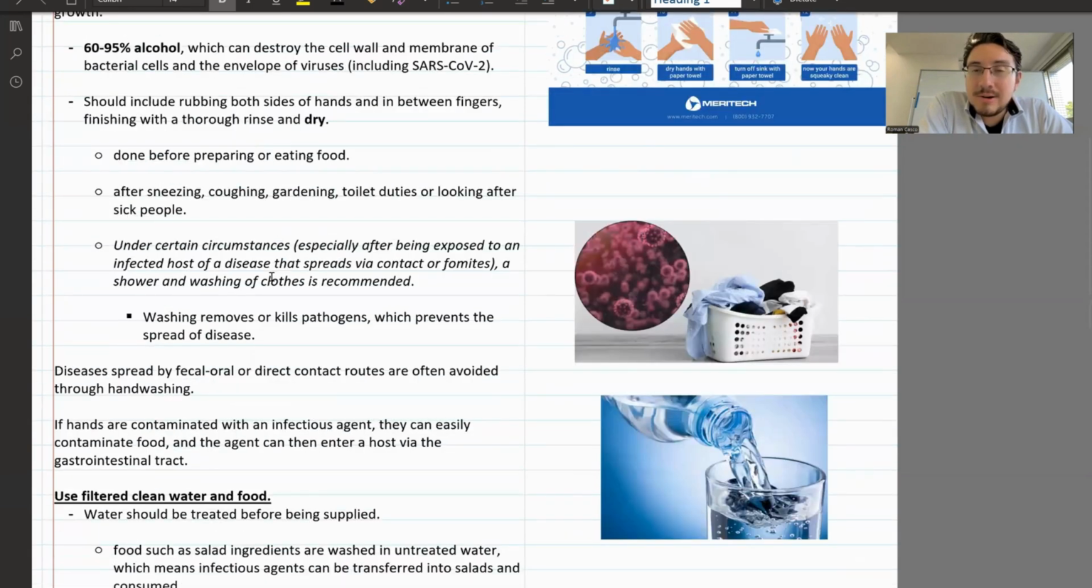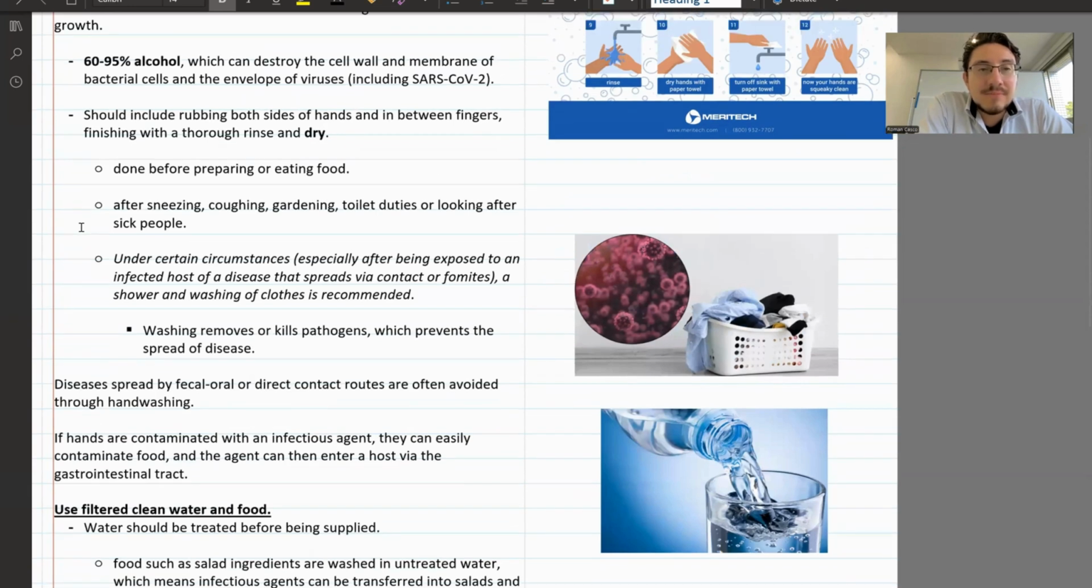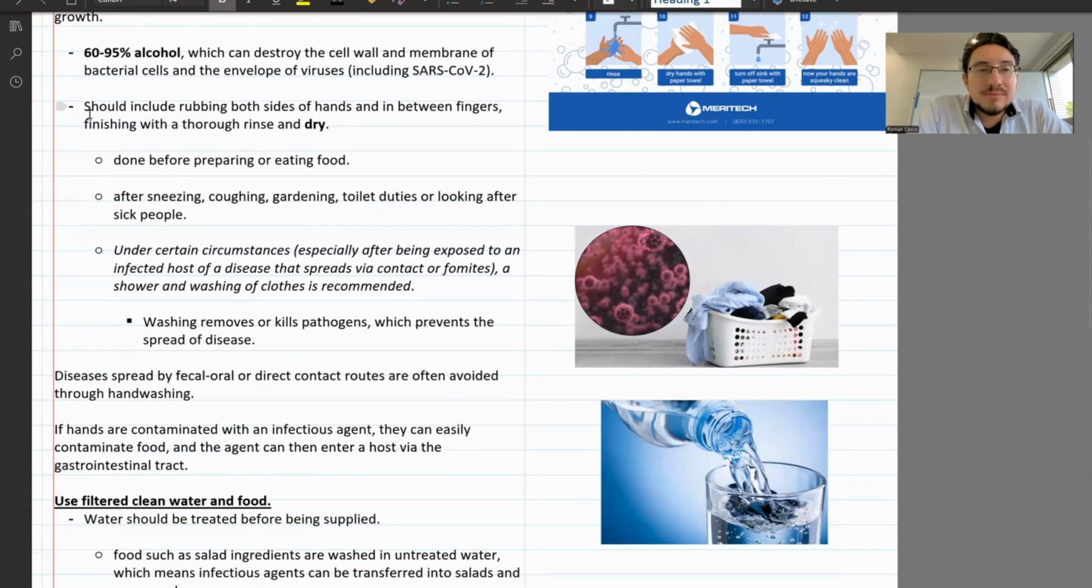You can also use alcohol. 60 to 95% alcohol can destroy the cell wall of bacterial cells and viruses, more specifically the viral envelope, right? So, washing your hands, rubbing on both sides of the hands and between fingers, guys. I'm sure we all remember washing our hands during COVID and how to wash them correctly. Thoroughly rinse and dry.